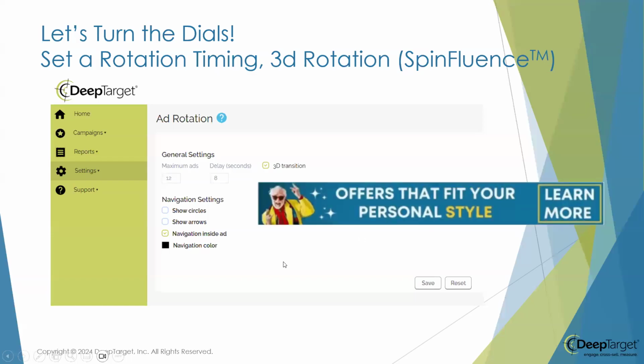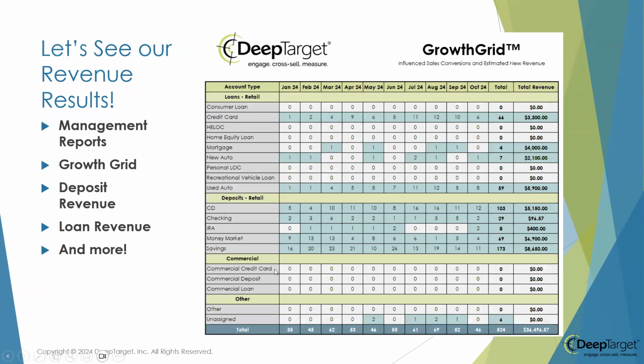And then they can go back to it as well. So, amazing capability. Perfect. And then what about our results? Don't forget, inside of our management report, you can see all of the account opens influenced by Deep Target. They can be totaled up. This is our growth grid, which is the third tab in our management report.